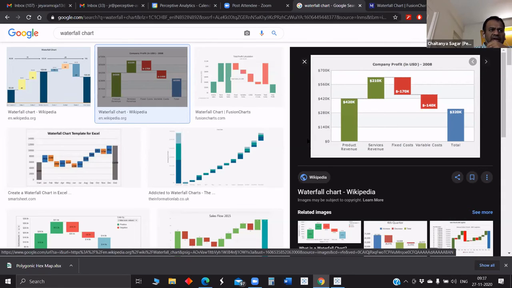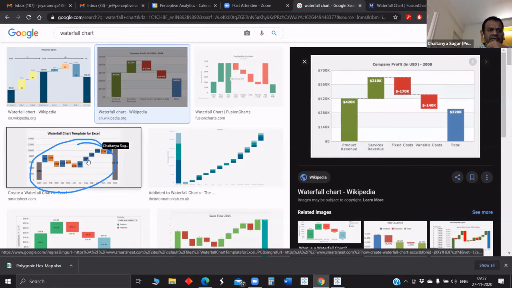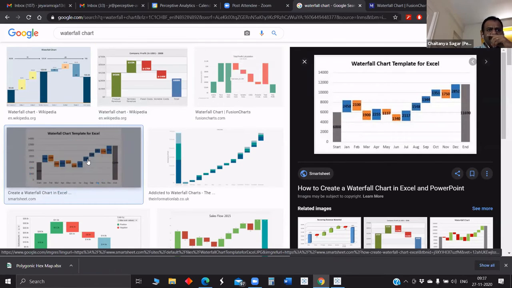So let's highlight this one, that particular chart. Here the chart is a little different. If you look at it, there are multiple. This is going from start to end, and you have January. Actually, starting there is some quantum, and at the end of December there is another quantum. This is more like the cash flow that Jagadish was talking about, right?